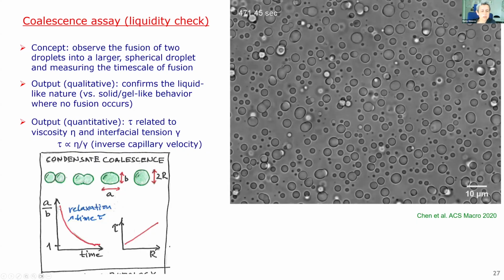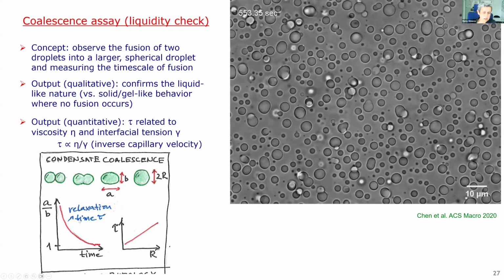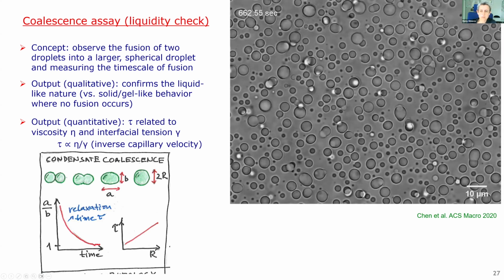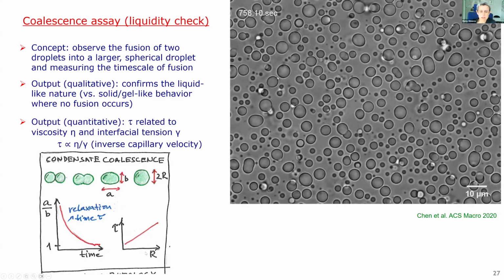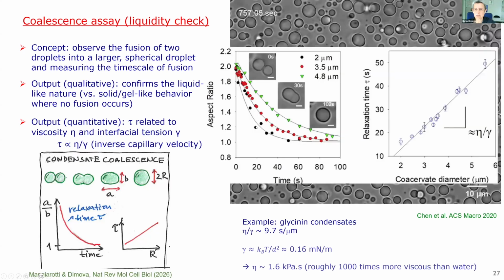You fit the decay time. You deduce the characteristic relaxation time. And then do it for different condensates of different size. For this technique, it's important that the condensates that are coalescing have a similar size so that the theoretical description works. Here are examples of 3 different condensate pairs coalescing and their aspect ratio plotted as a function of time. And then from these fits here, you get the relaxation time.